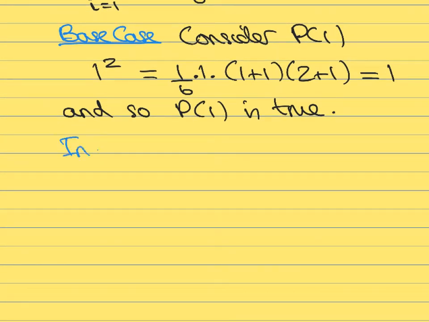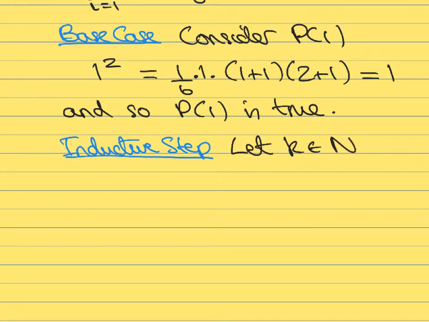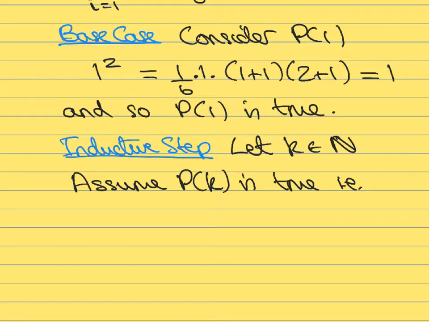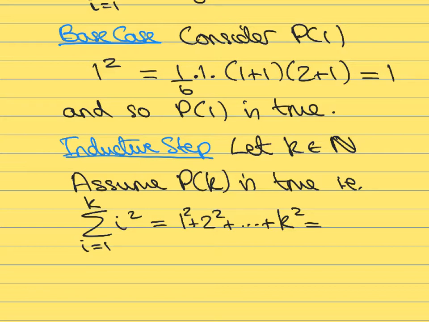Then we move on to the inductive step. Remember, that means that we take a natural number, call it k, and we're going to try and show that P(k) implies P(k plus 1). So assume P(k) is true. That means that we can assume that the sum of the first k squares, 1 squared plus 2 squared plus dot dot dot plus k squared, is given by the formula when we replace n by k, so that's equal to one sixth k, k plus 1, 2k plus 1.